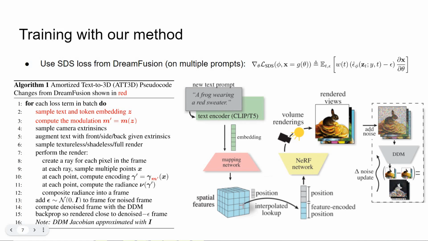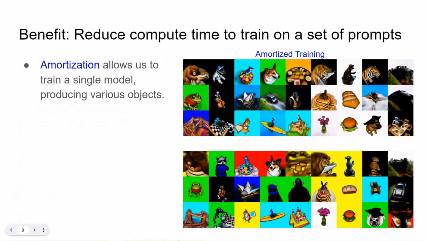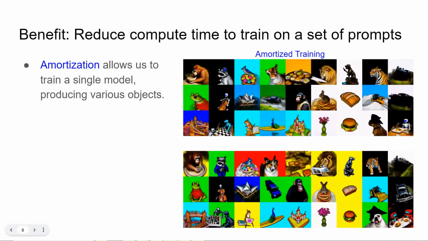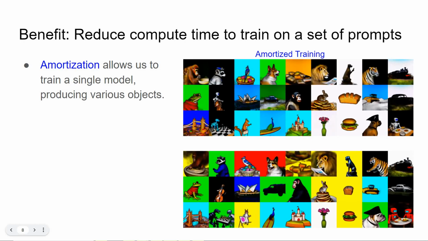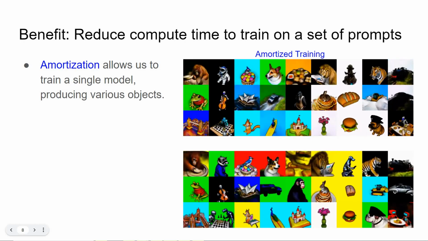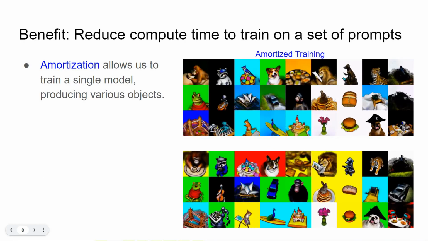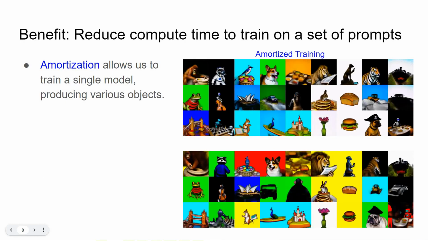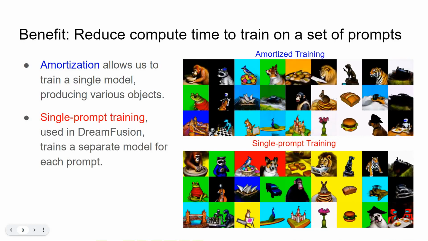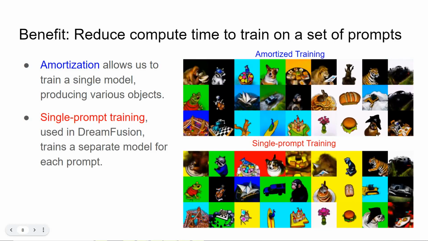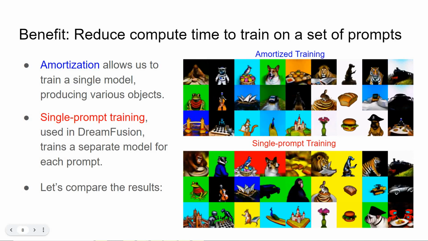Now that we've seen how to use and train our method, let's cover the benefits. Amortized optimization allows us to reduce training compute time on a set of text prompts by optimizing one model on various prompts. On the right, we show a single model training with our method on all 27 prompts from the DreamFusion paper. Per prompt optimization, as in DreamFusion, uses a separate model for each prompt. We use this as our baseline and compare results.